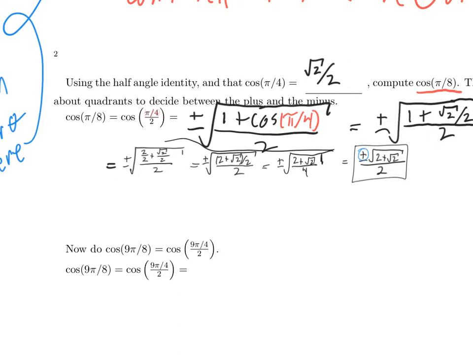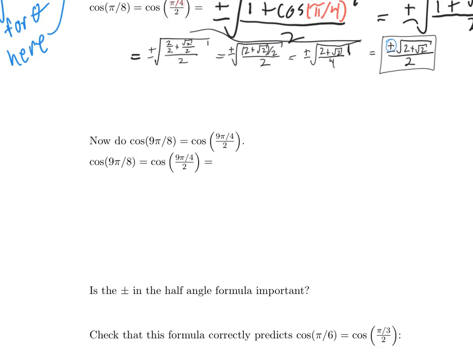Now let's do the cosine of 9 pi over 8. And the purpose of this next example is to illustrate that that plus or minus sign really, really does matter. And so maybe I'll encourage you to do the following. Do this computation on your own, and then we'll come back. Okay, so I'm going to stop talking now.